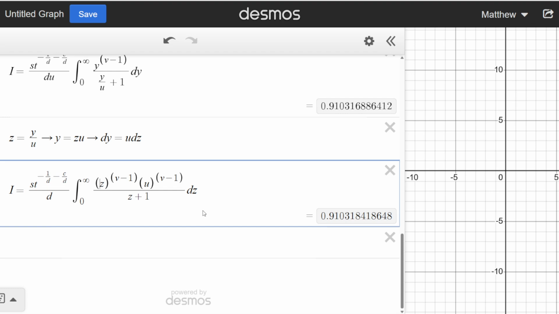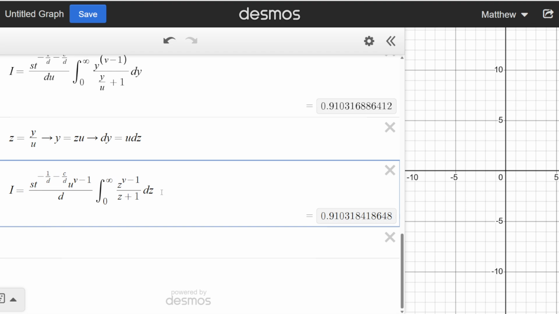All right. And then this u to the v minus 1, of course, can just come right outside our integral. I'm just going to get rid of as much of this as I can. So we'll cut that out from the inside and just put it there. Okay, we are getting very close.